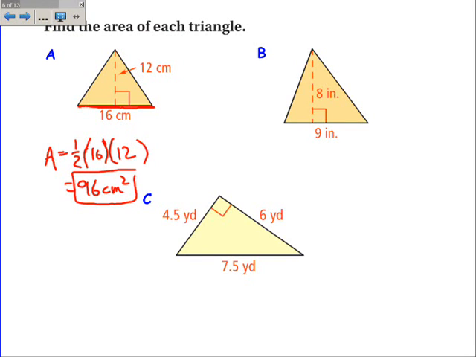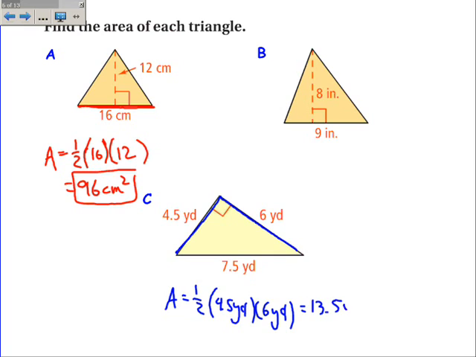C, if you're looking for the height right here, you won't find it because that height's not right there. But if you notice that these two sides are perpendicular, they're 90 degrees, then one of them you could think of as the base and the other one as the height. Okay, so the area will be 1/2 the base of 4.5 yards and the height of 6 yards. And so 4.5 times 6 divided by 2 is 13.5 square yards.